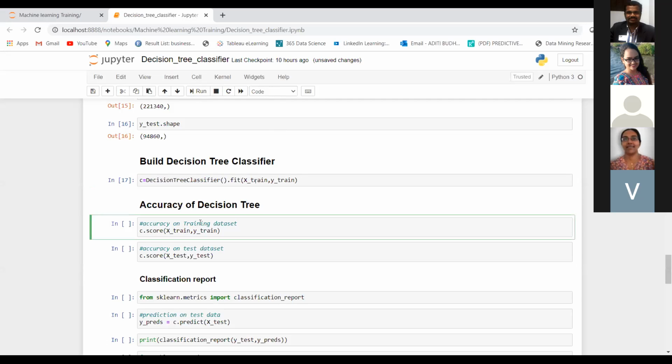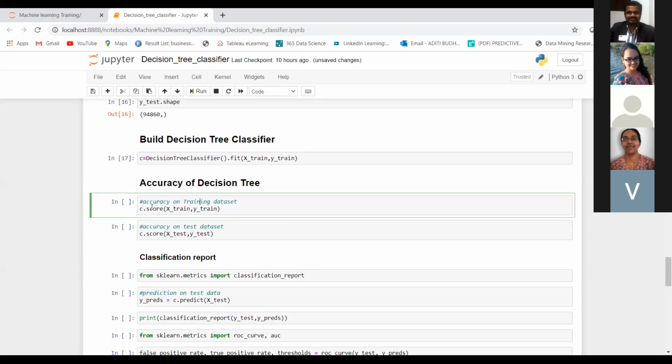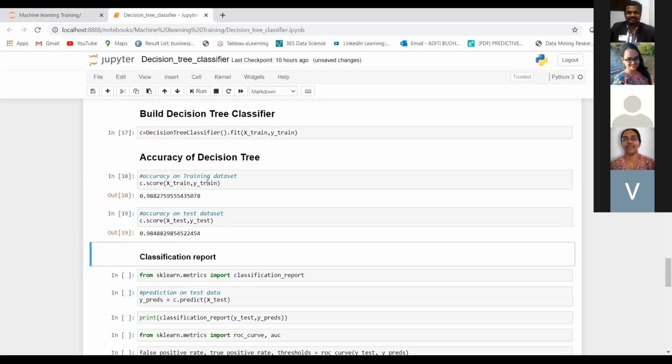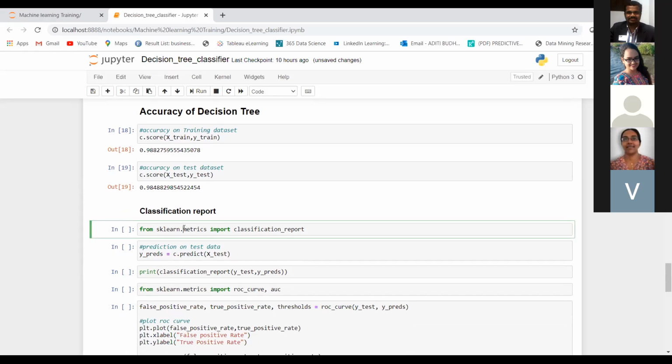And now we will check the accuracy. We check accuracy using the score function, right? We had seen this also previously. So here you see that on the training data set, we get 98.8% accuracy, and on the testing data set, we get something around 98.5% accuracy, right? We can also use the other metrics that we had seen.